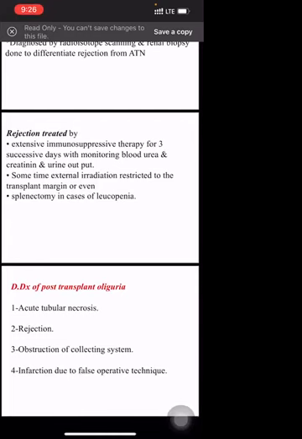Okay. What will I do to get rid of rejection. Differential diagnosis of post-transplant oliguria. Very important.